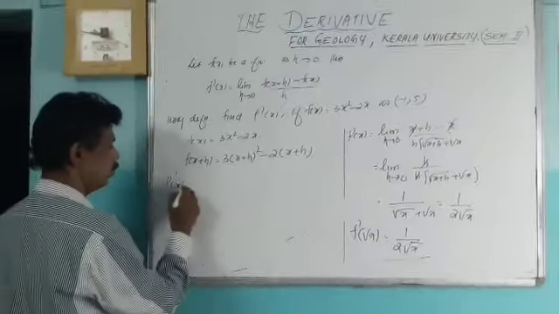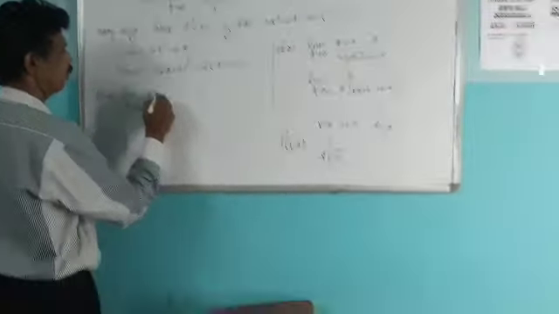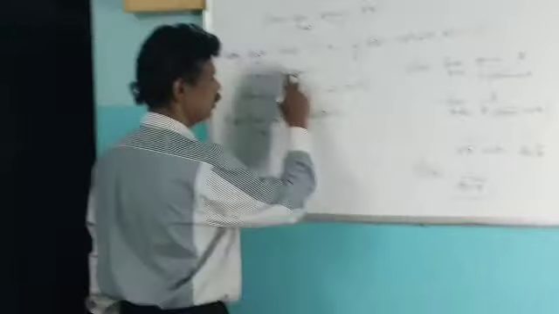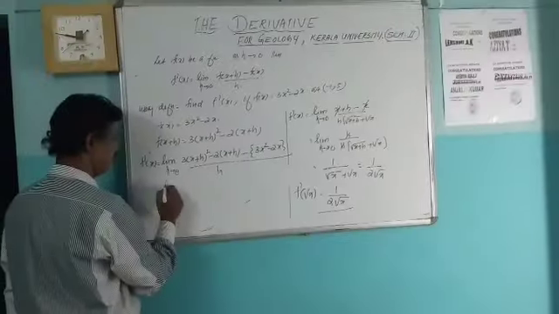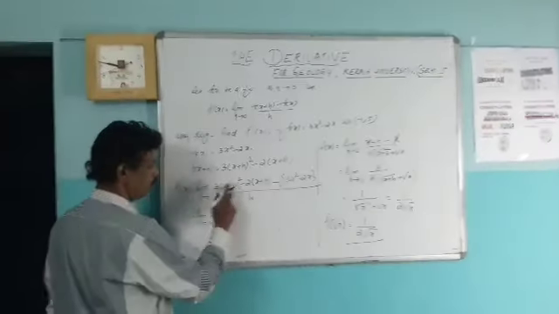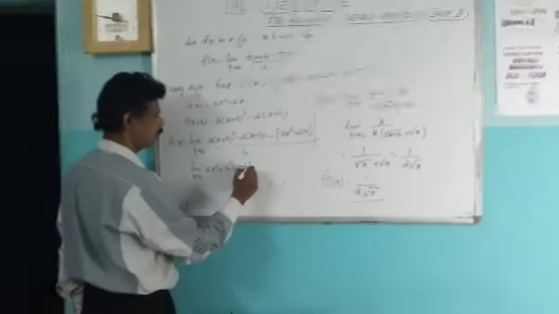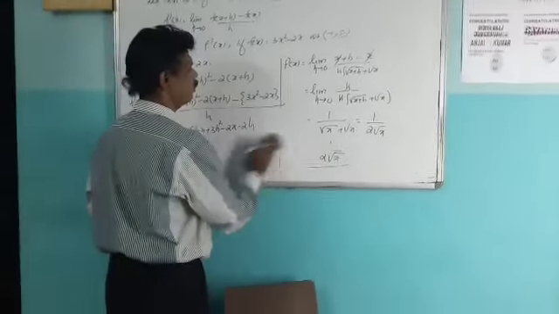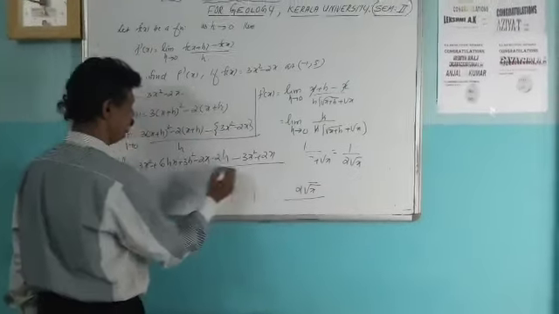That is f'(x) equals limit h tends to 0 of [f(x+h) = 3(x+h)² − 2(x+h), minus f(x) = 3x² − 2x] all divided by h. Expand this term: limit h tends to 0 of 3x² plus 6hx plus 3h² minus 2x minus 2h, minus 3x² plus 2x, all divided by h.